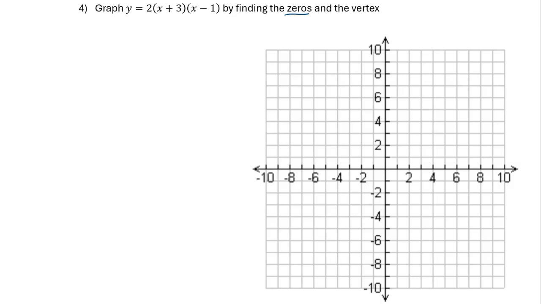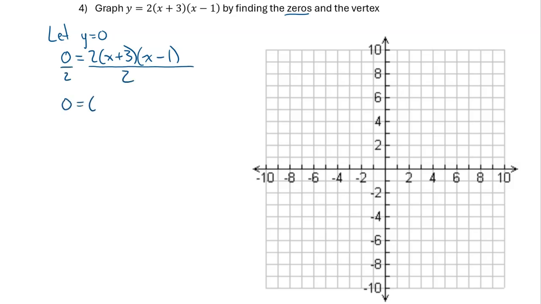Question 4 now says graph y equals 2 times x plus 3 times x minus 1 by finding the zeros and the vertex. So it's in factored form. In order to find the zeros, we need to let y be equal to 0. So we get 0 equals 2 times x plus 3 times x minus 1. And if we divide both sides by 2, that just cancels right out, 2 divided by 2 is 1. So we get 0 is equal to x plus 3 times x minus 1.